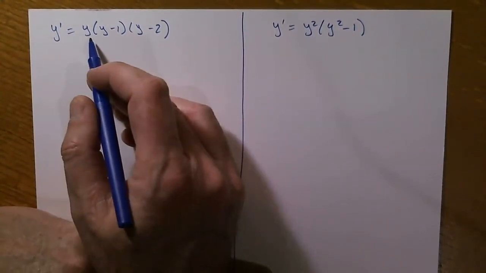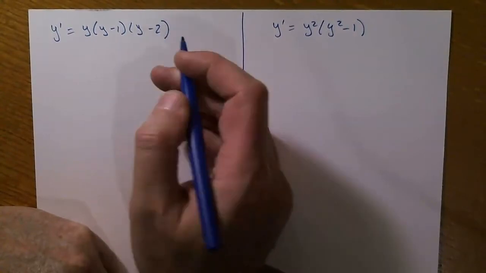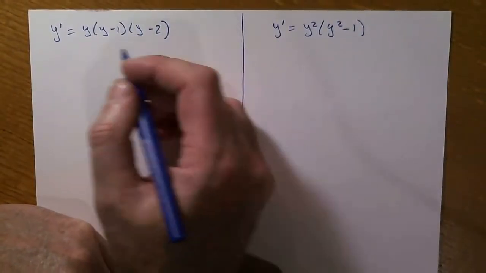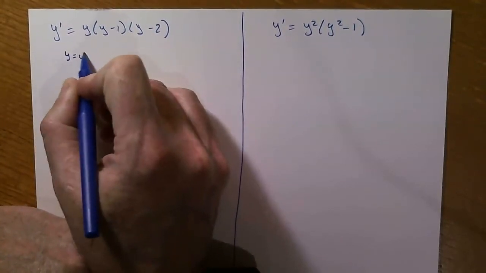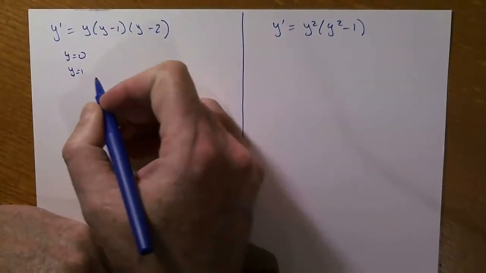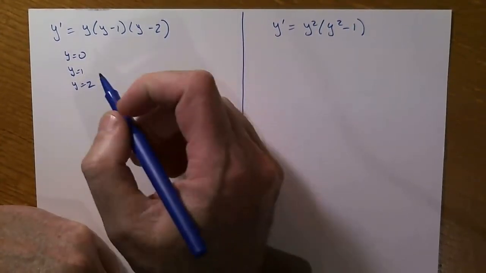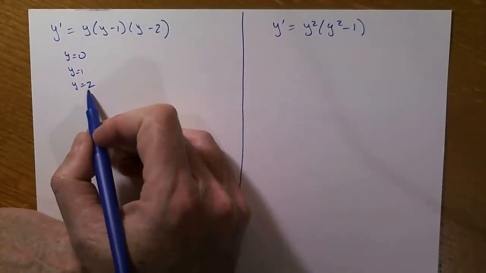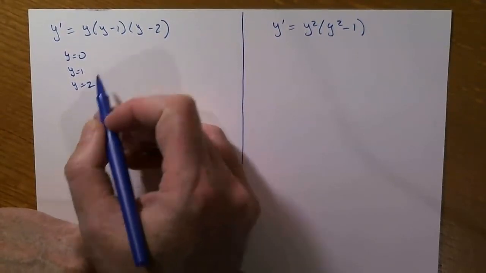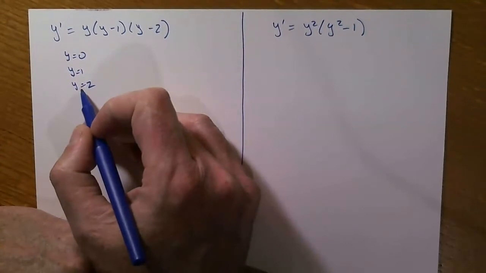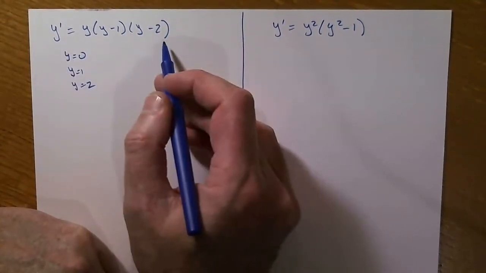y prime equals y times (y minus 1) times (y minus 2). Now the thing that I see right away on this, because I've already got it factored, is that y equals 0, y equals 1, and y equals 2 are my equilibrium values. If you think of those as constant functions, they would definitely make the right-hand side equal to 0, and because they're constant functions, the derivative is also 0, and they would satisfy that equation.